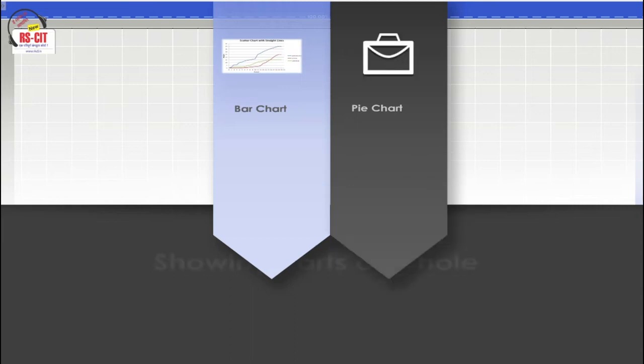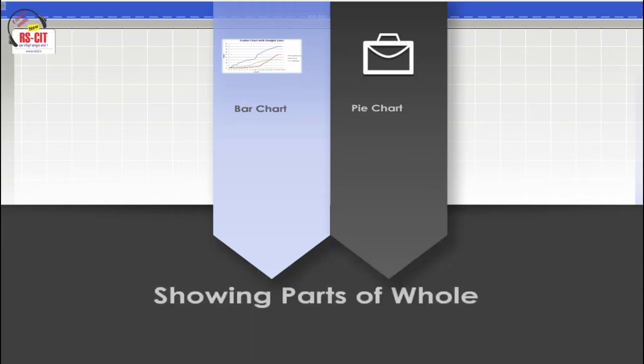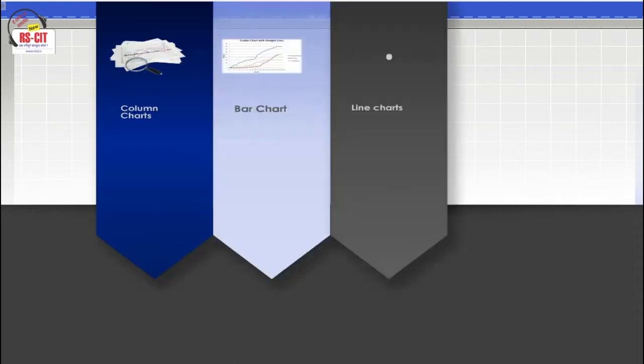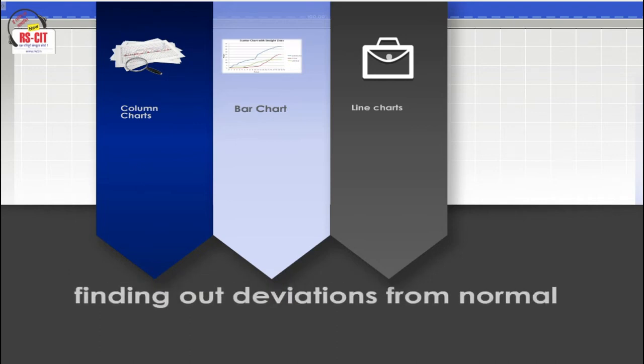For showing parts of a whole, for example, the weightage of a subject in a course or examination compared to total marks, the charts that can be used are column charts, bar charts, or pie charts. For finding out deviations from normal, for example, a chart showing marks obtained by learners in a mathematics examination and displaying deviations, that is, weak students, the charts that can be used are column charts, bar charts, or line charts.